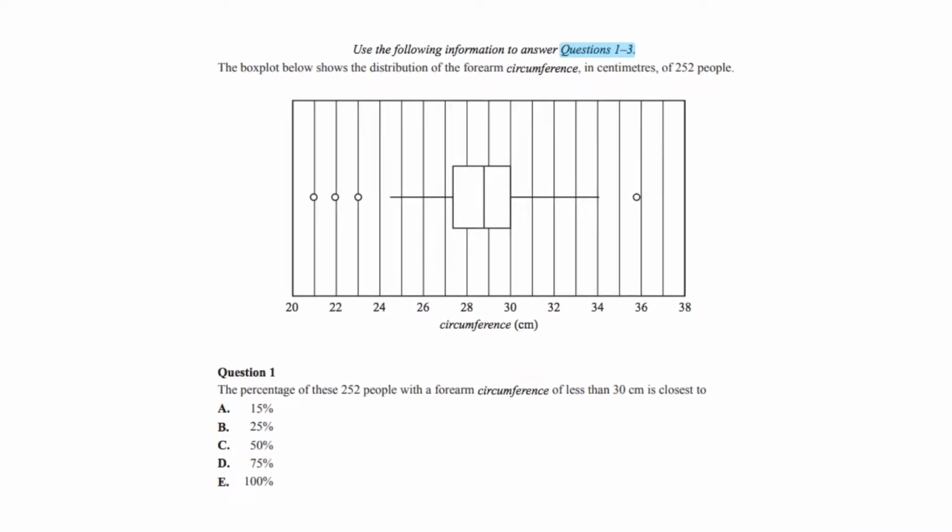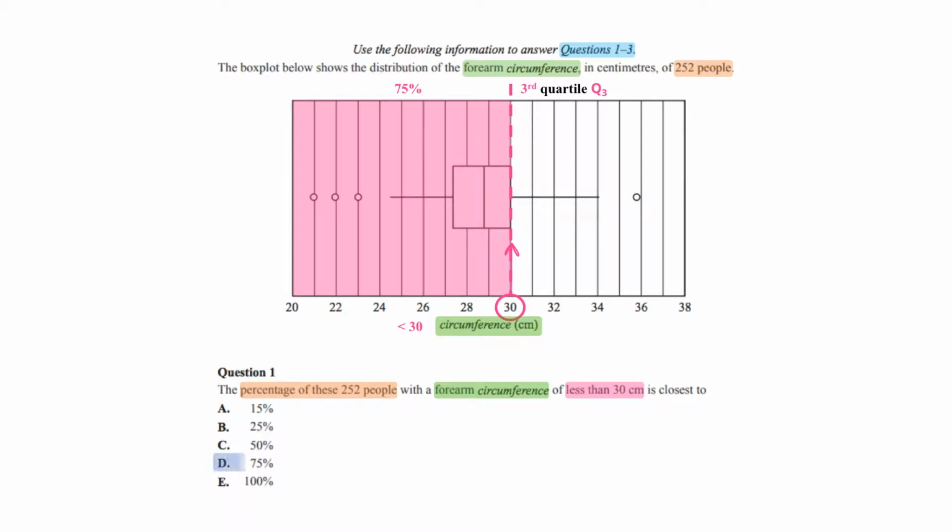The box plot below shows the distribution of the forearm circumference in centimeters of 252 people. Question 1 is asking for the percentage of these 252 people with a forearm circumference of less than 30 centimeters. From the box plot, 30 centimeters actually represents the third quartile Q3. As you already know, the percentage of data under the third quartile is 75. So the answer we are after is option D, 75%.